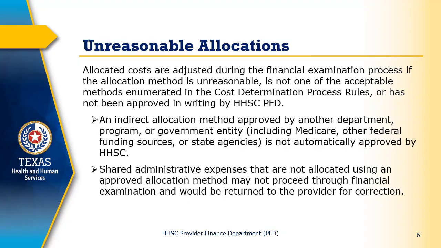Allocation methods used in the cost report will be reviewed during the financial examination process. The allocated costs may be adjusted if the allocation method is determined to be unreasonable, unacceptable, or has not been approved by HHSC-PFD in writing. An indirect allocation method approved by another department, program, or government entity will not be automatically approved by HHSC. Shared administrative expenses not allocated using an approved allocation method may be returned to the provider for corrections.